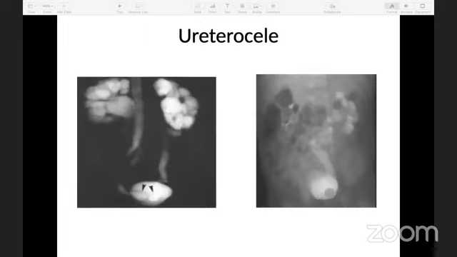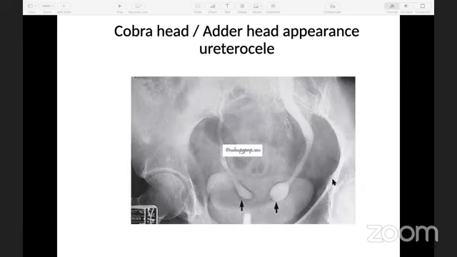Left side film shows bilateral orthotopic ureterocele and right side film shows right-sided orthotopic ureterocele. Sorry, it's left-sided ureterocele. Typical cobra head appearance from bilateral orthotopic ureteroceles.